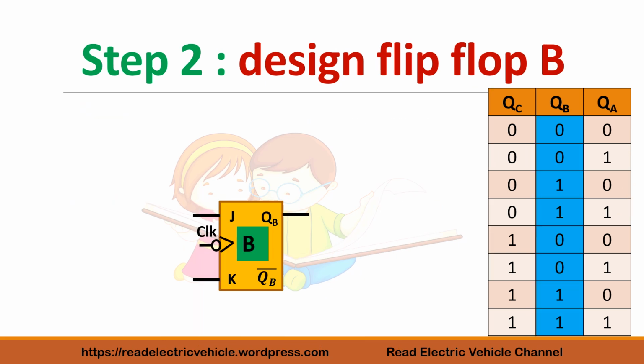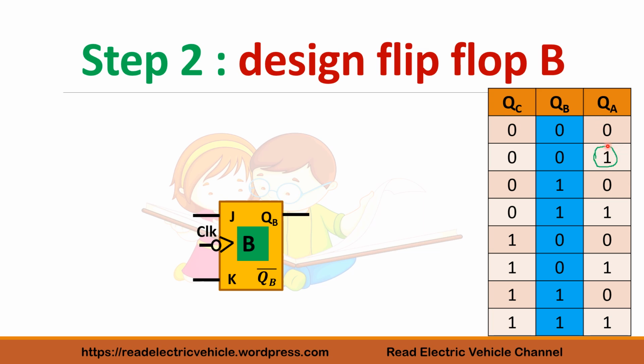Next, we will design the next flip-flop B. So you take this table. Now you have to bring this output in this flip-flop. So it is 0, 0, 1, 1, 0, 0, 1, 1. So you have to find a relation between the first flip-flop and second flip-flop so that you can design the counter. So what is the relation?